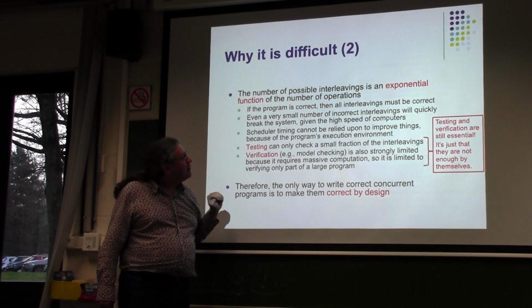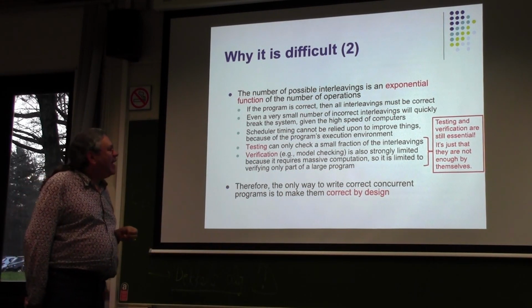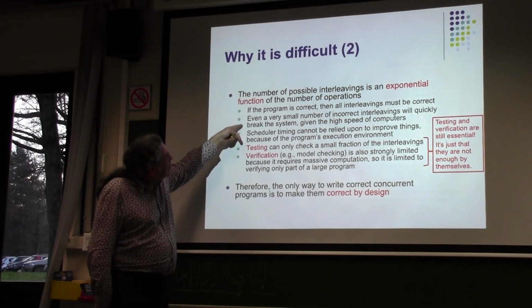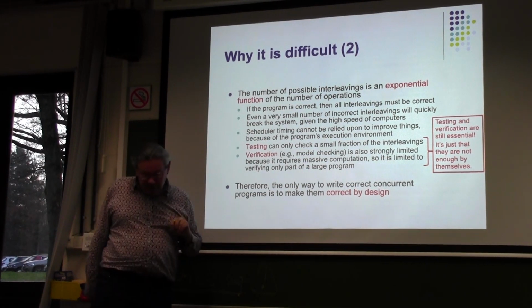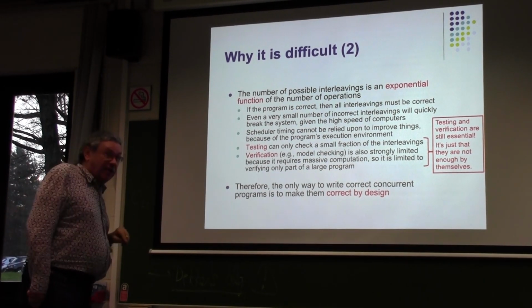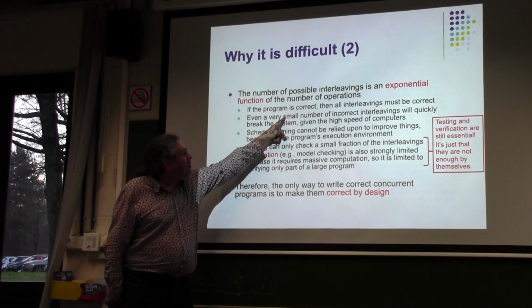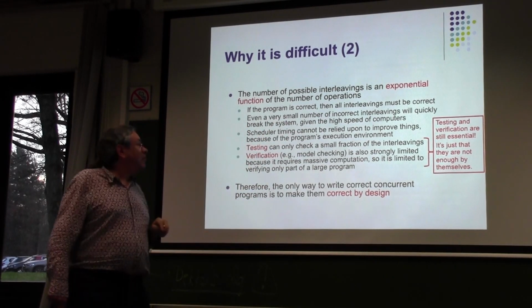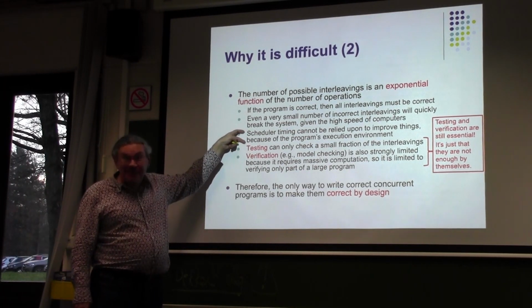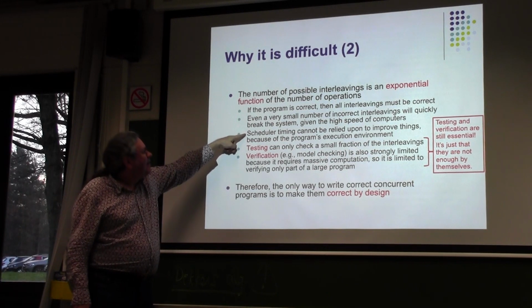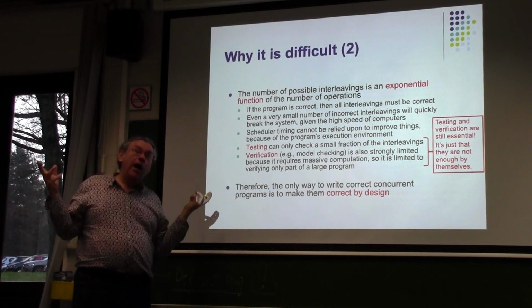Okay, so the number of interleavings is exponential in the number of operations. We assume the program is correct, so all interleavings must be correct. That's very nasty, actually. Even if you have a very small number of incorrect ones, the system will break. Even if 1 out of 1,000,000 is incorrect, then your program will crash very fast. There is no small number. Any number that's different from 0 here will cause your system to crash very fast. And you cannot rely on scheduler timing. You never can rely on that, because the timing depends on the whole environment, and weird things can happen.